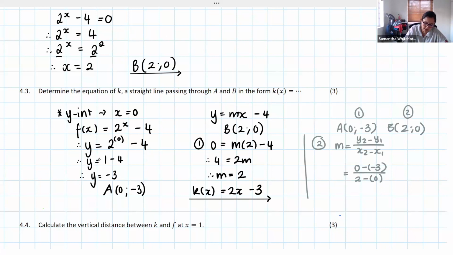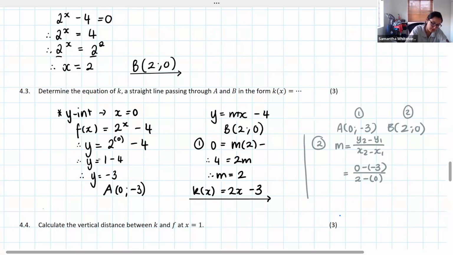Can I not do maths here? Interesting. Why am I getting two different answers? Oh, guys, because I'm a little bit stupid here.